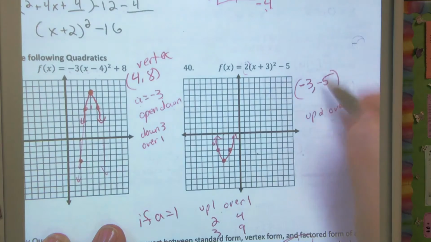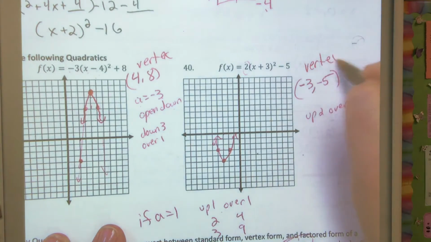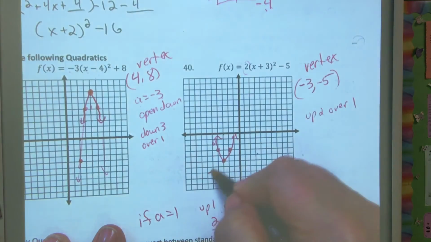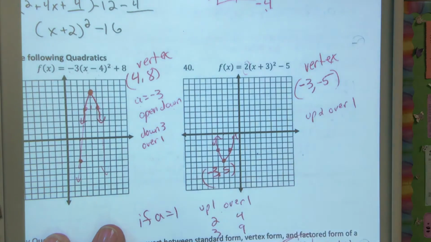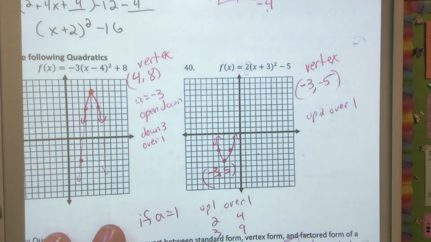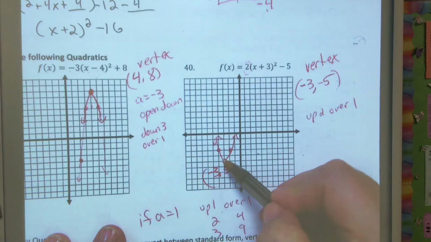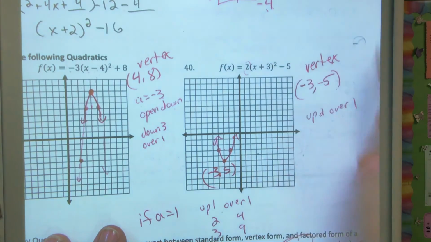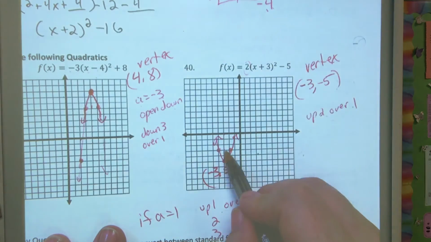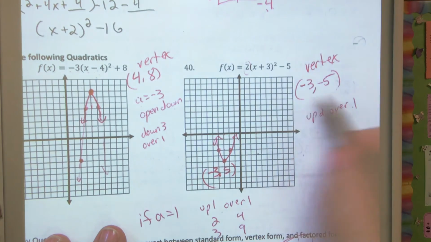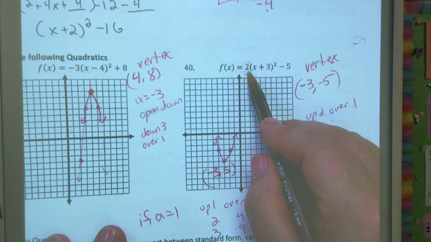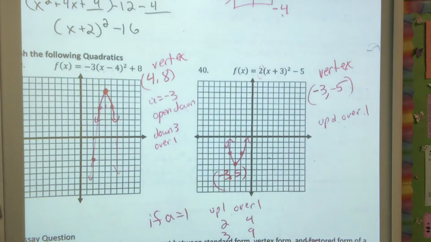And then for the last one, my vertex is negative 3, 5. Label it if you can. Remember to do so. That's more credit I can give you. And that way, if you do mess up the dilation, I can at least give you partial credit for getting the vertex correct. And for this one, again, up 2 over 1. It opens up because it's positive. And again, that's on my back poster.